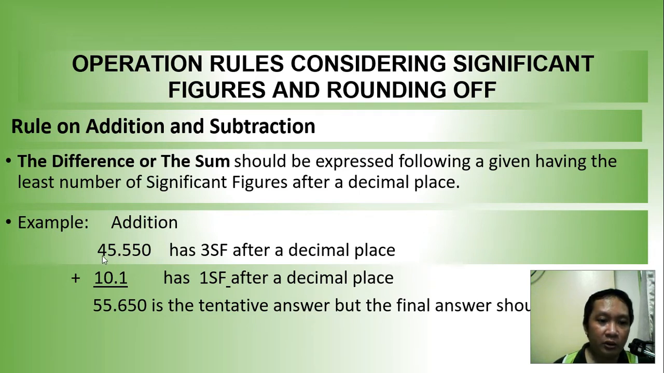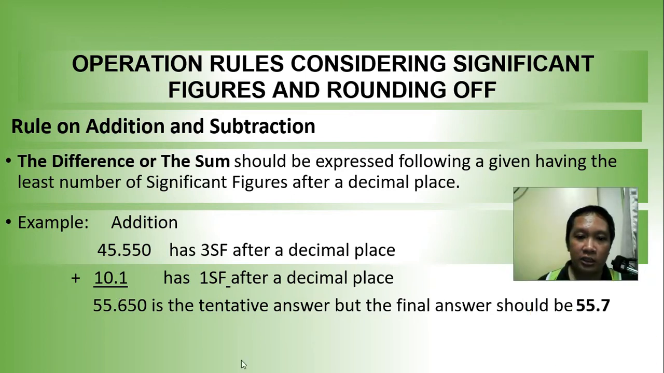So in this example, we have 45.550. After the decimal place, these are significant figures. There are 3 of them. Next, after the decimal place, there's only 1. Therefore the final answer, according to our rule, should carry with it 1 significant figure after the decimal place. So if we perform it, adding this will be the result, 55.650. This, however, is the tentative answer, but the final answer should be 55.7, because the number to be dropped here is 5.